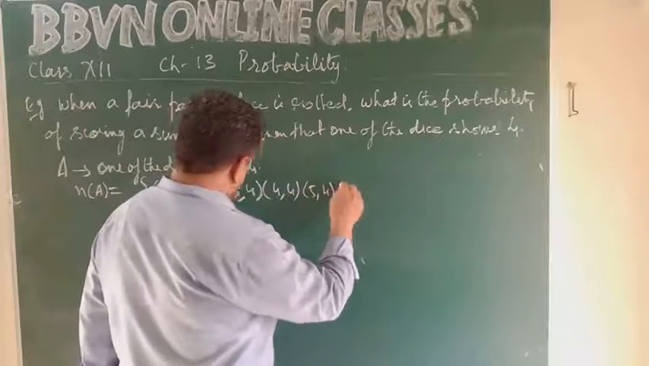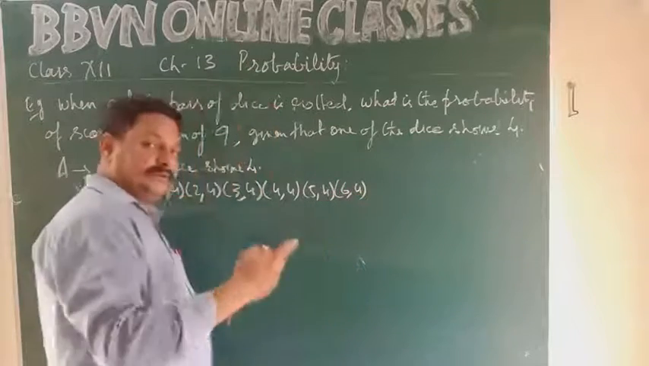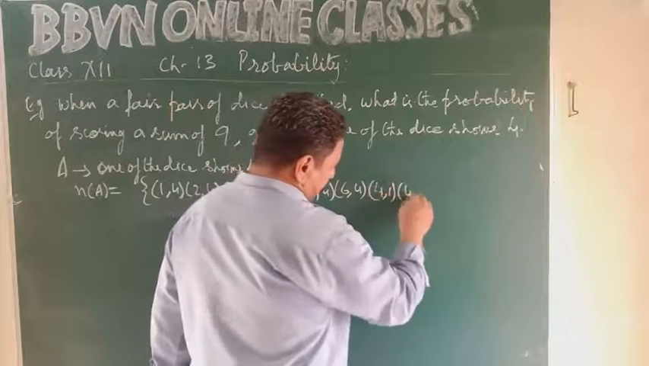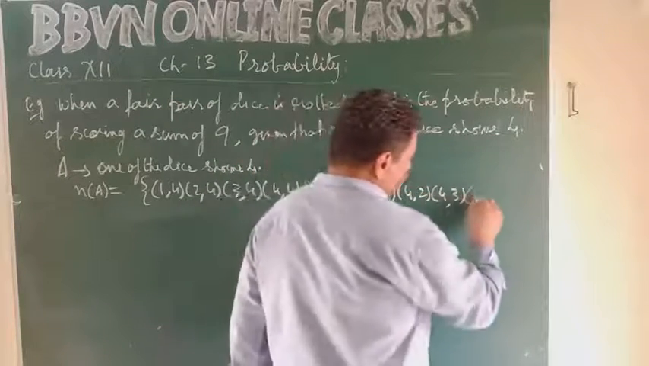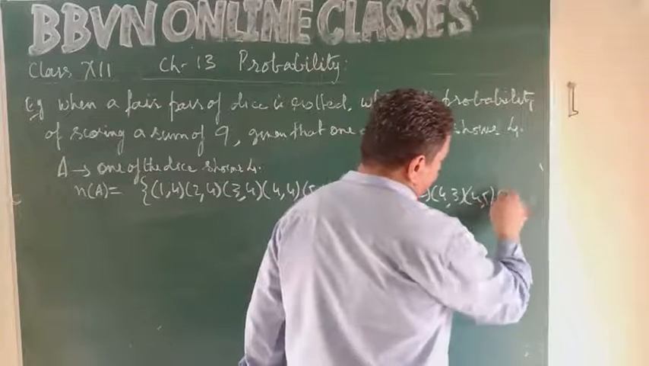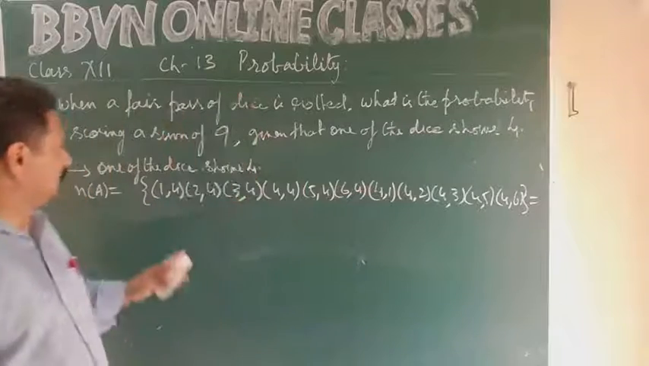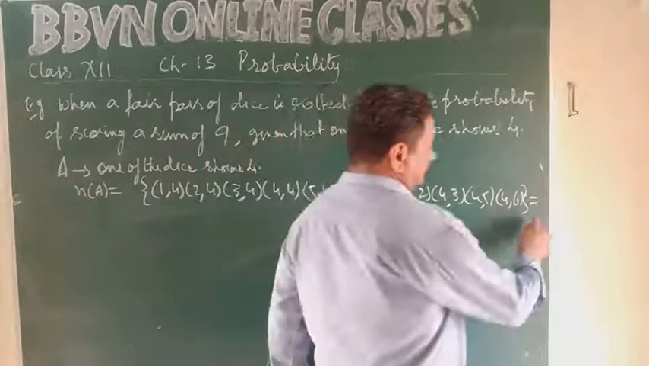5 4, 6 4. When 4 is on the second line, if 4 is on the first line, 4 1, 4 2, 4 3, 4 4 has happened, 4 5, 4 6. How many? 1 2 3 4 5 6 7 8 9 10 11.